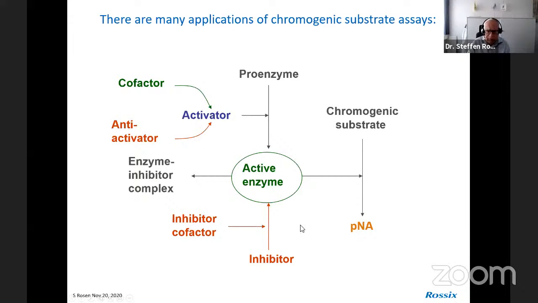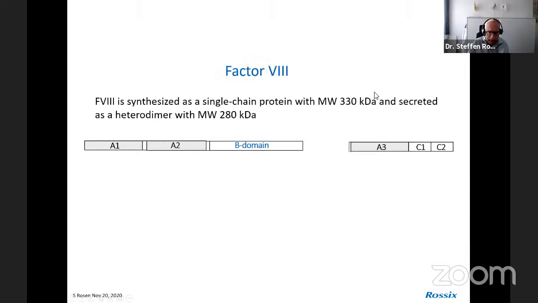Now, as you will understand, the chromogenic substrate assay can be used for determination of very many hemostasis components. All of the methods are centered upon the cleavage of a chromogenic substrate by an active enzyme. So you can determine, for example, antithrombin, heparin, protein C, but in our case, we will focus on factor VIII, which is a cofactor to IXa, and IXa is the activator.